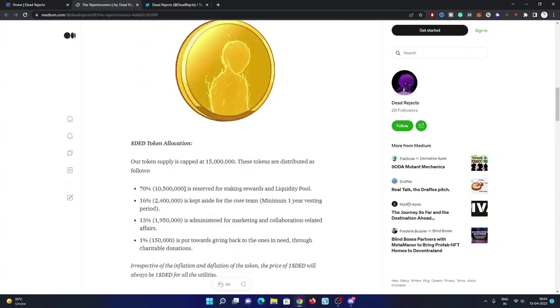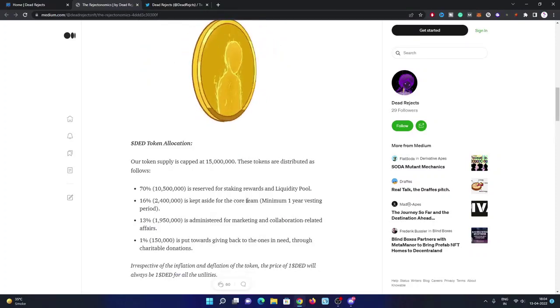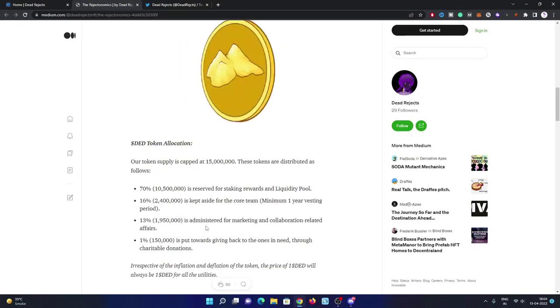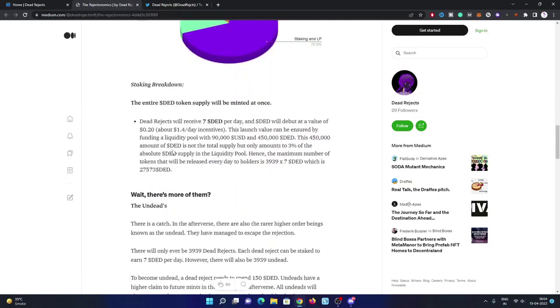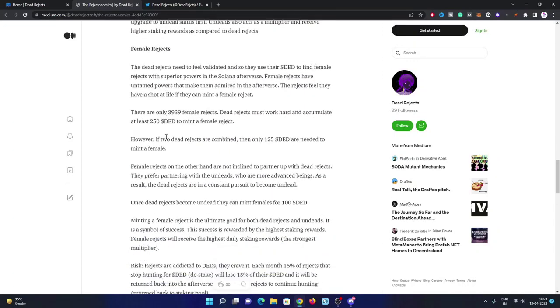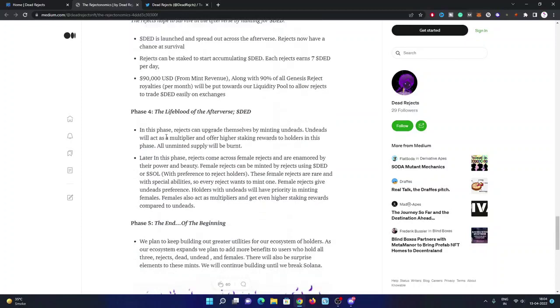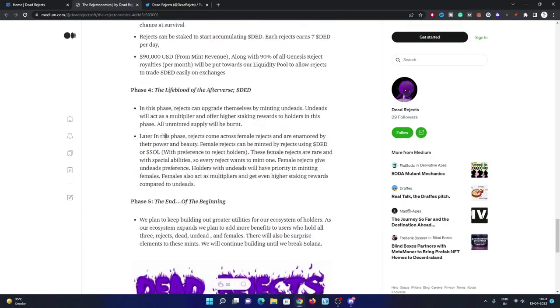So 70% is reserved for the staking rewards and liquidity pool. 16% goes to the core team, with a minimum 1 year vesting period. 13% is administered for marketing and collaboration related. 1% is put towards giving back to those in need through charitable donation. And all this information regarding the tokenomics is already mentioned here.